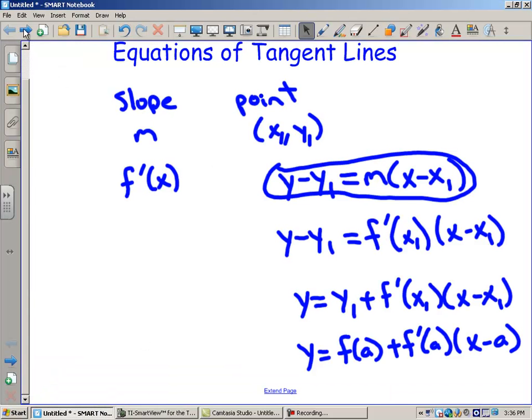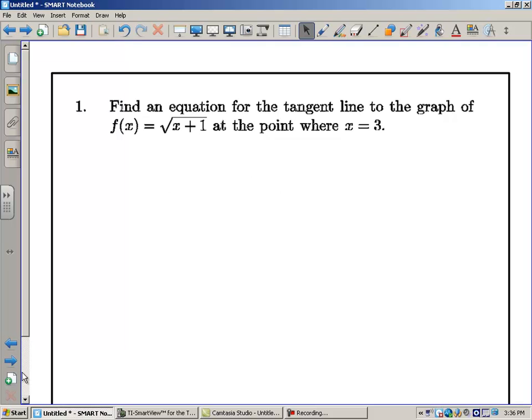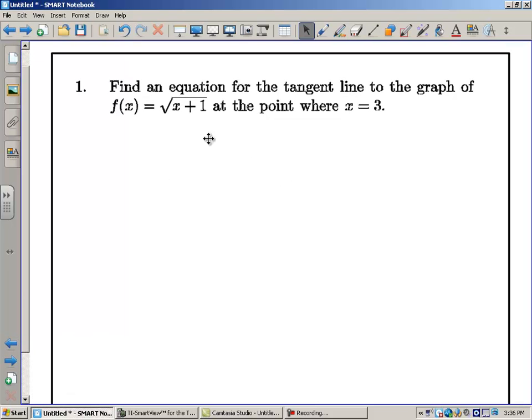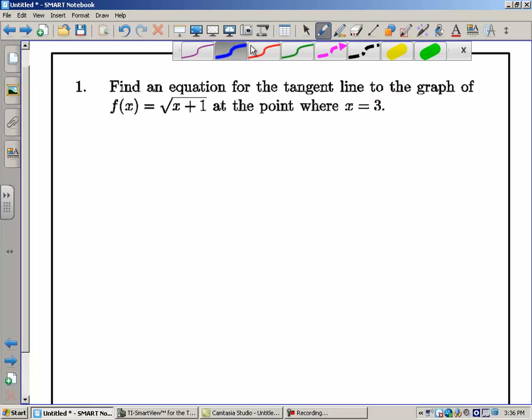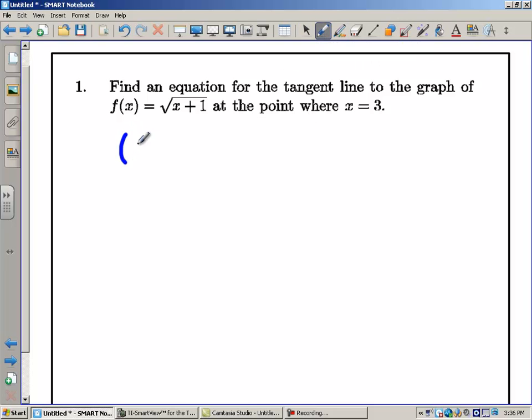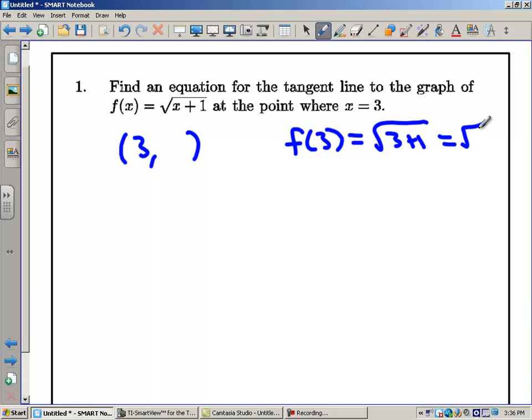So let's go take a look at an example. Find an equation for the tangent line to the graph of f of x equals the square root of x plus 1 at the point where x equals 3. Well, the first thing you're going to want to know is, what is this ordered pair? You need an x and a y. So you need the y coordinate. They tell you x is 3, but what is y? And that's very simple. You want to find f of 3 by plugging 3 in for x, and you get that that's the square root of 4, which is 2. So we have our y coordinate.